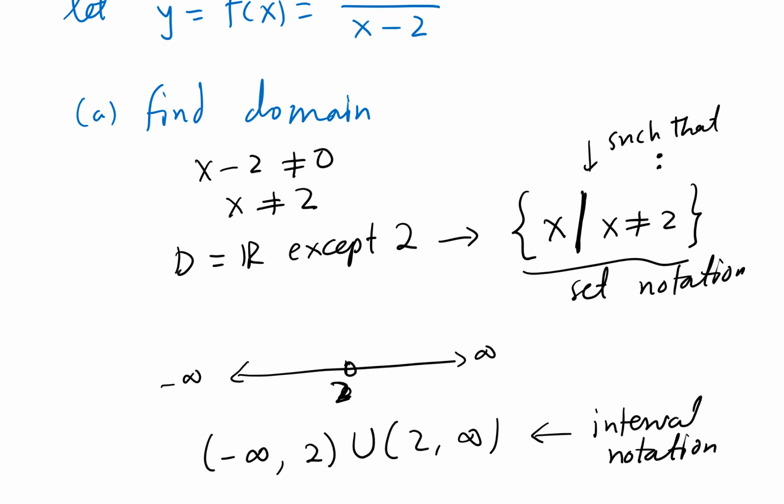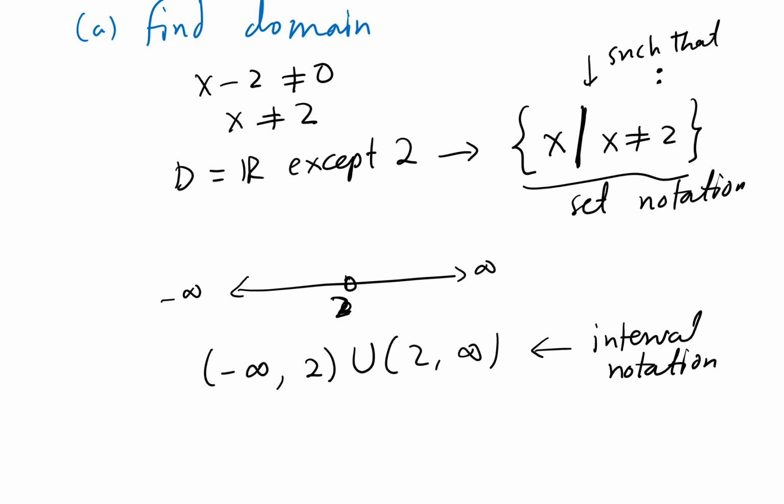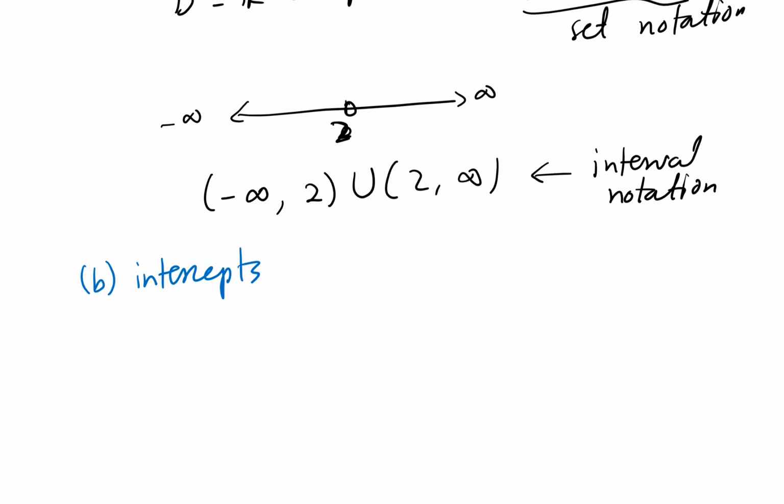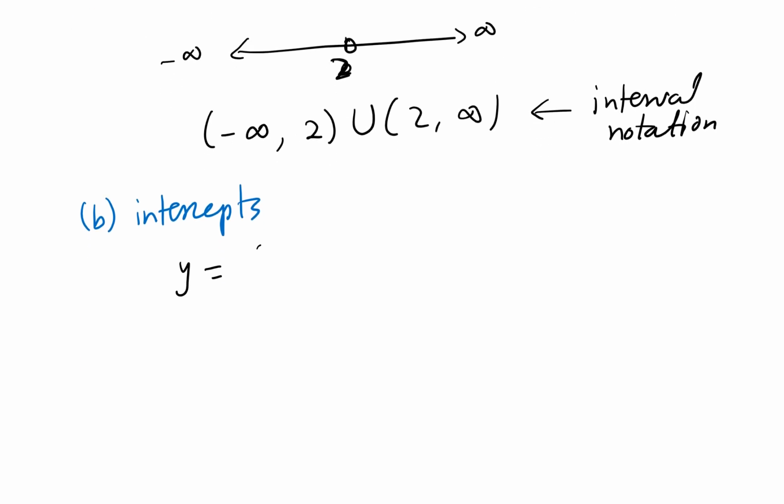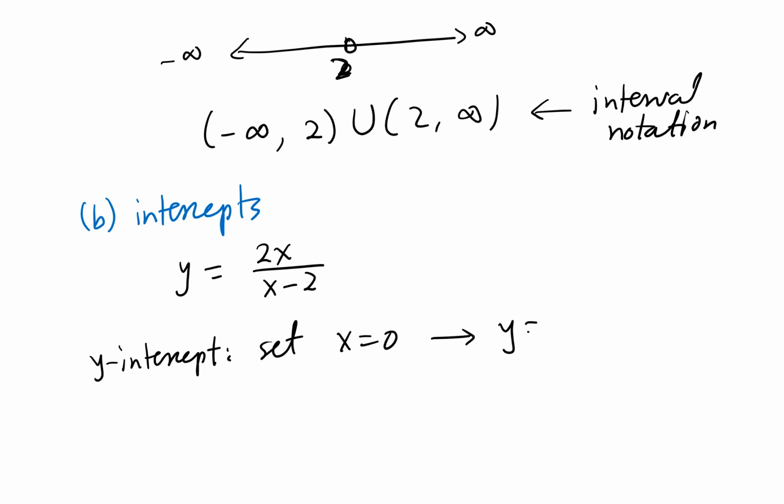So when we graph this function, at 2 we're not going to have a graph. Next, we're trying to find the intercepts. Intercepts means where the graph of this function is going to cross the x-axis and where it is going to cross the y-axis. Remember, the function was 2x over x minus 2. To find the y-intercept, we set x to 0. What does that give us? 2 times 0 over 0 minus 2. So that's 0. So we have (0, 0).